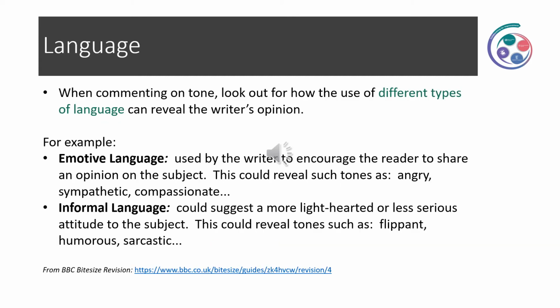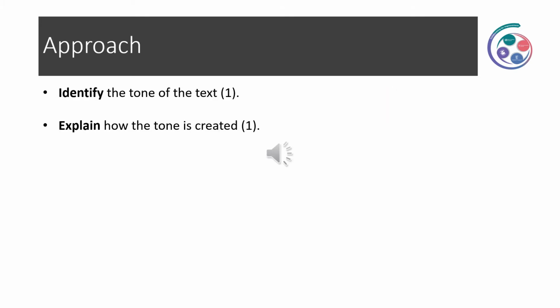When commenting on tone, look out for how the use of different types of language can reveal the writer's opinion. For example, emotive language, used by the writer to encourage the reader to share an opinion on the subject. This could reveal such tones as angry, sympathetic, compassionate. Or informal language could suggest a more light-hearted or less serious attitude to the subject. And the tones for this could be flippant, humorous, sarcastic. Sometimes tone can be implied or suggested. First of all, identify the tone and then explain how the tone is created.